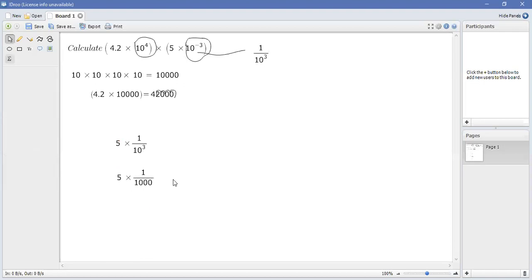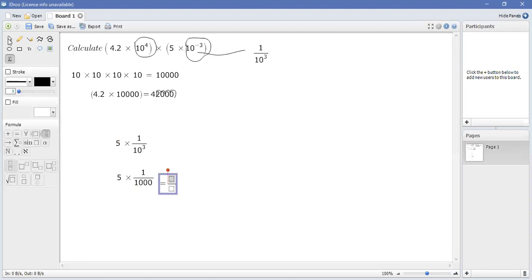All right, so this is going to be equal to 5/1,000. How do we get 5/1,000? Because we multiply 5 times 1. That's 5. So let's just go back through this again from the start.